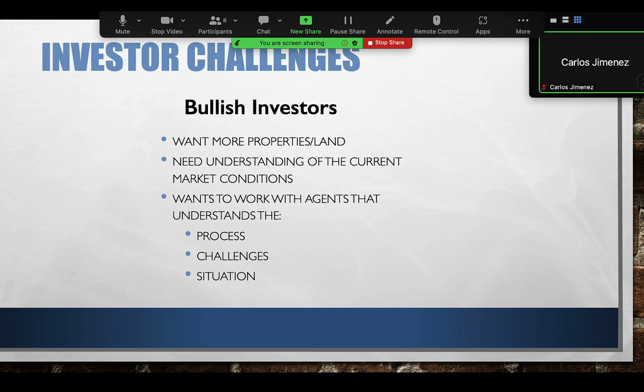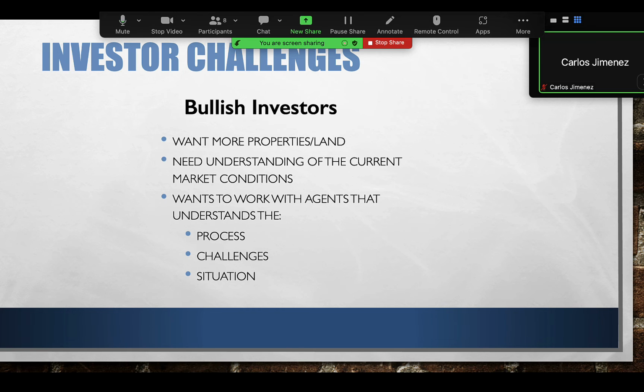Most buy and hold investors are pretty simple, right? They just want to know how much they're going to cash flow month over month, a couple hundred, whatever it is. They want an agent that understands the challenges that they're facing. So challenges that are common for all real estate investors, if you're buy and hold, is dealing with tenants, dealing with evictions, right? Those kind of things.